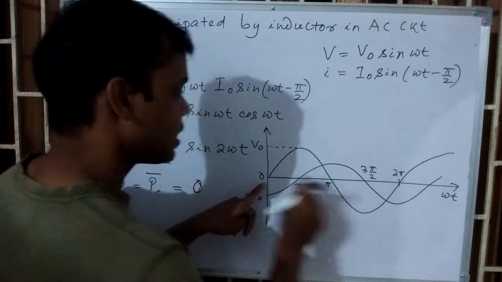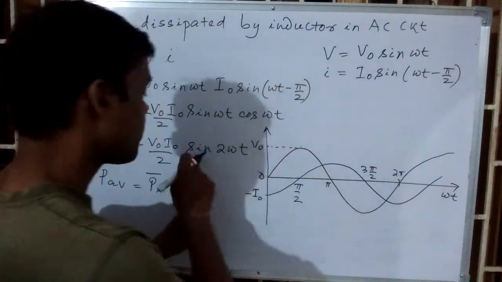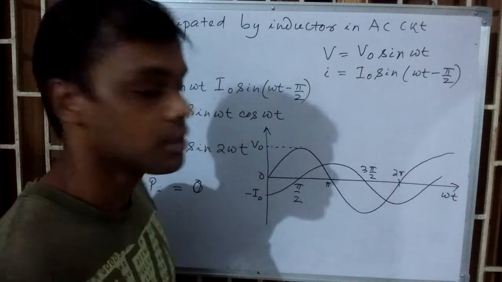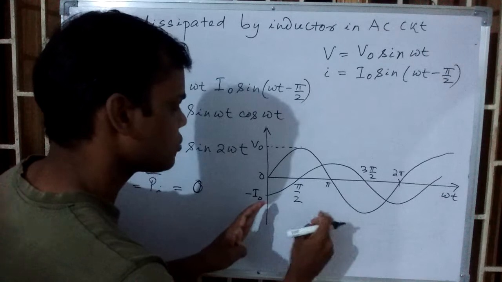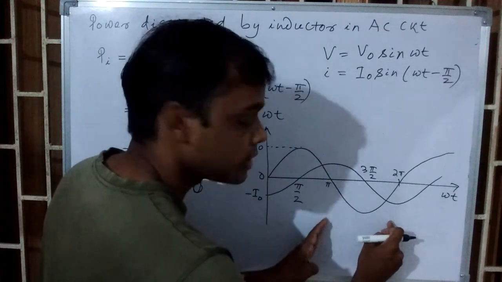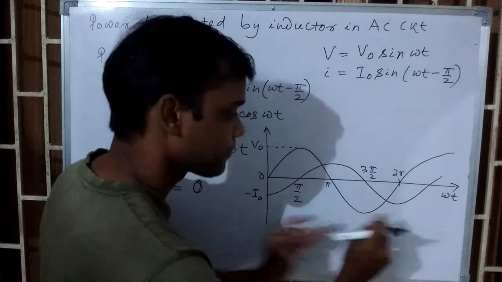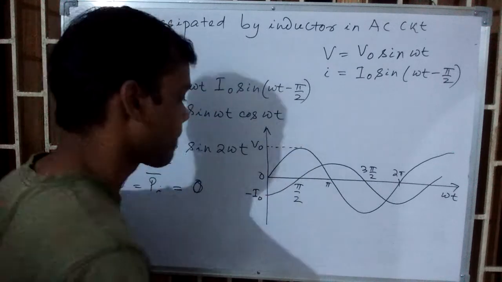That means whatever time period both voltage and current are having, the power time period will be just half of that. That means power time period will be this much. That means power's one wave will be accommodated within this range and another wave will be accommodated within this range. Okay. That means within this range there will be 2 waves of power.